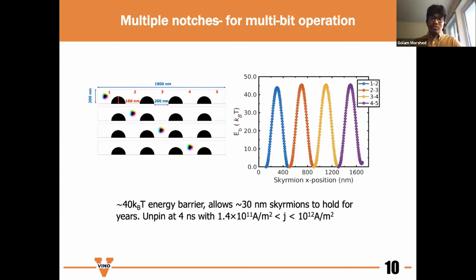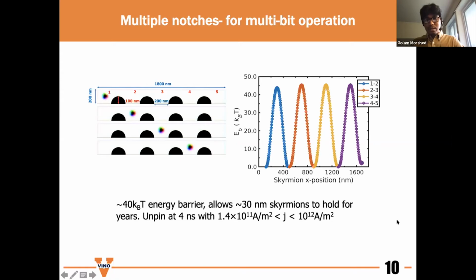So we arrange 4 identical notches equally spaced from each other, and we find that they have exactly the same behavior. So for a 5 nanometer thick film here, we get a 40 kT energy barrier, which obviously gives a year-long lifetime. And the unpinning current is also in the range of 10 to the power 11, which is less than the current that normal domain wall based circuitry has.